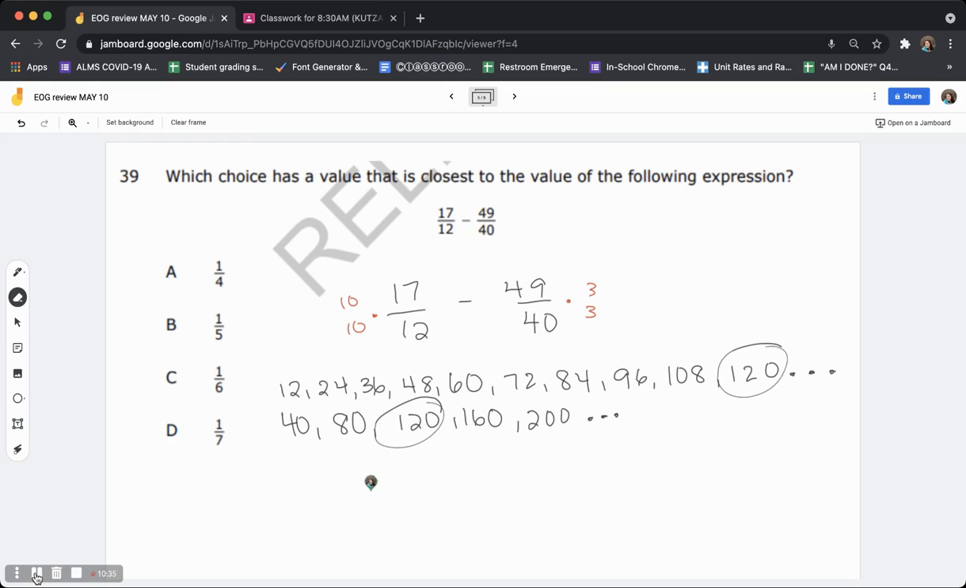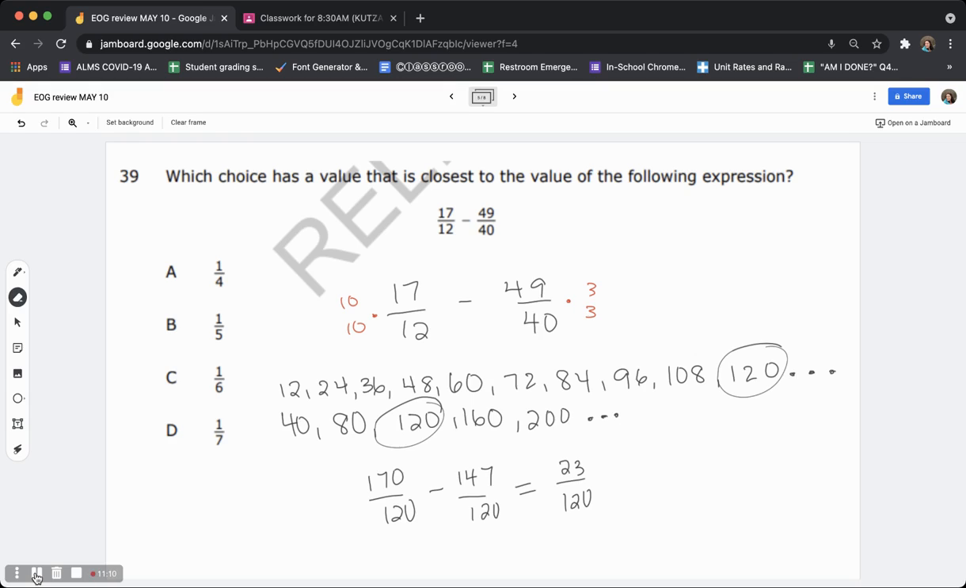17 times 10 is going to give us 170 over 120, minus 49 times 3 gives us 147 over 120. Now I'm going to subtract these fractions. So 170 minus 147 is going to give us 23 over 120. Now, when I look at my answer choices, they all have different denominators. I have 4, 5, 6, 7, and then I have 120. Because I don't want to have to find a least common denominator for all those numbers, because that might take a while, I'm going to change these to decimals and compare.